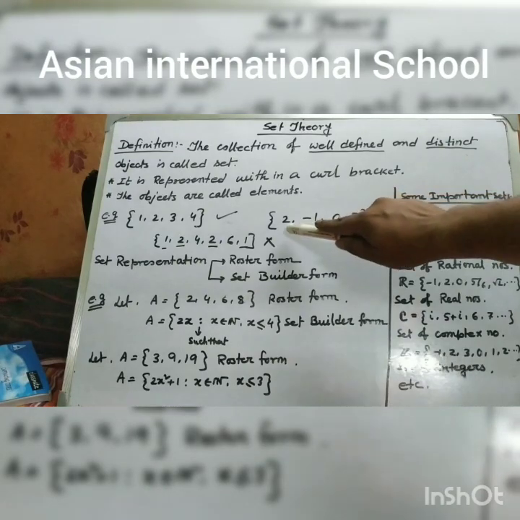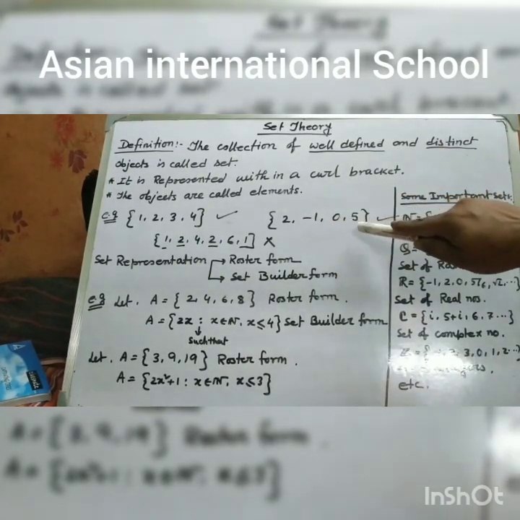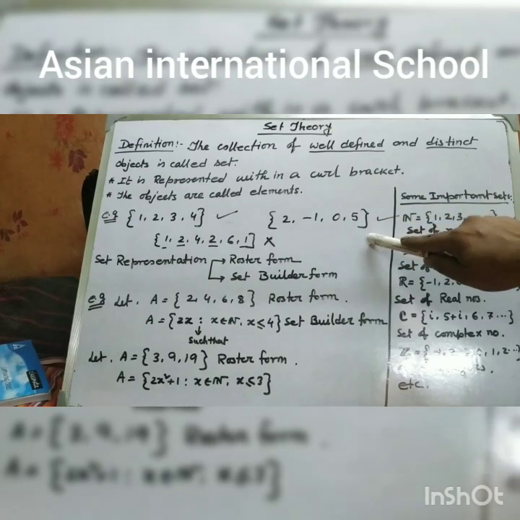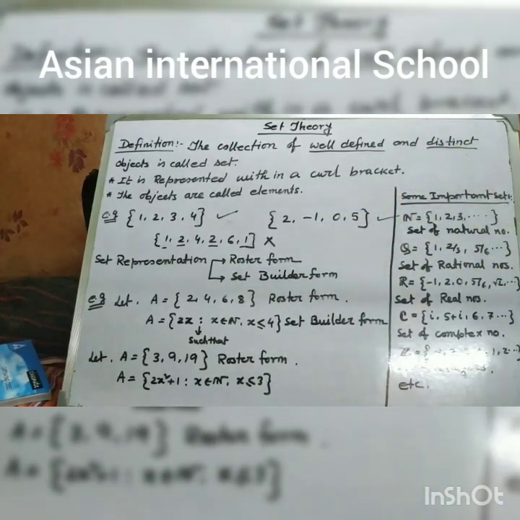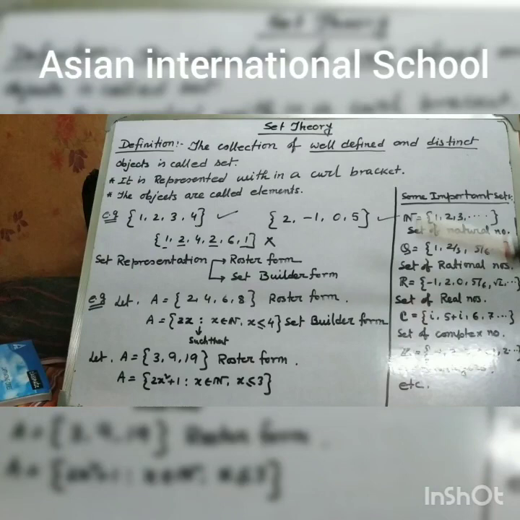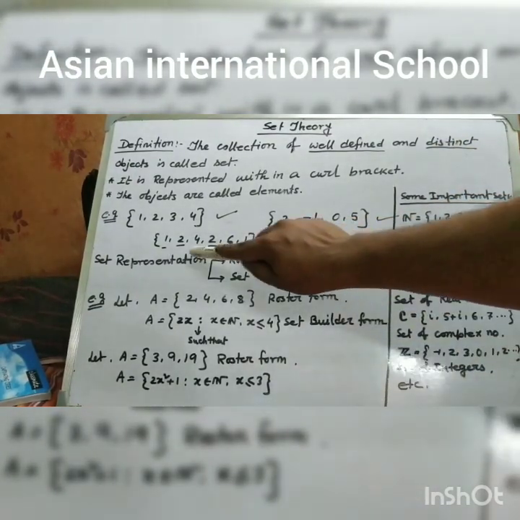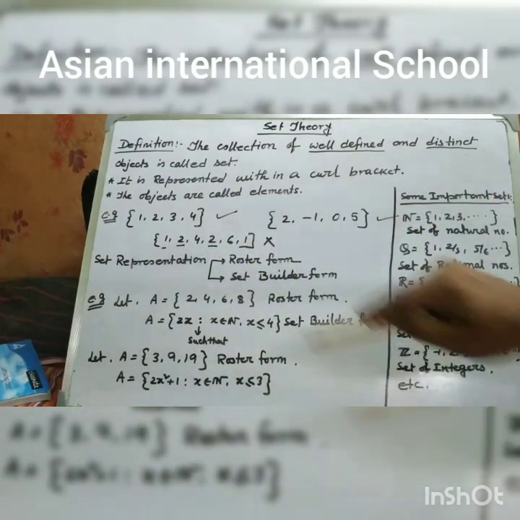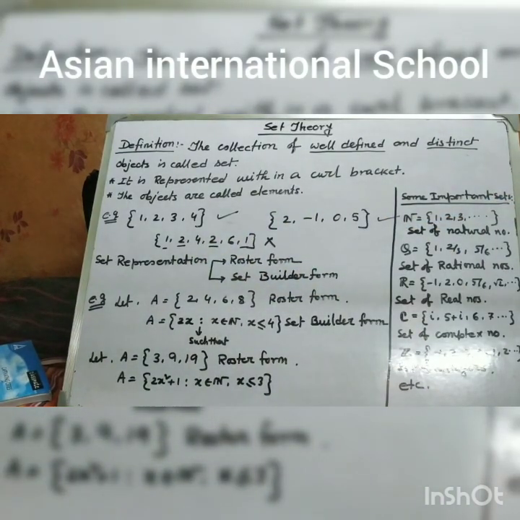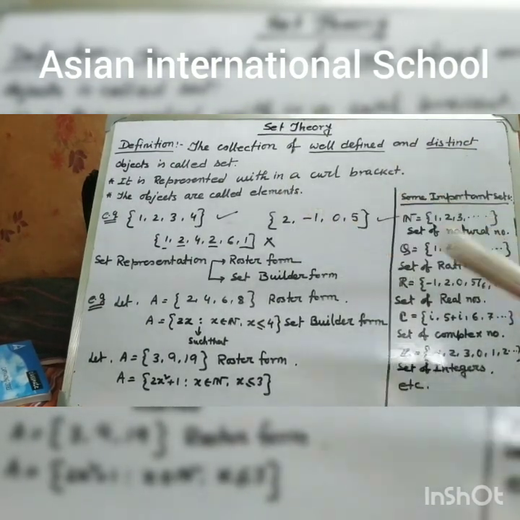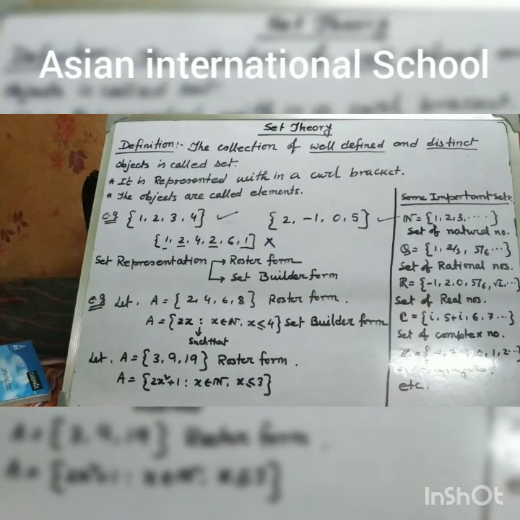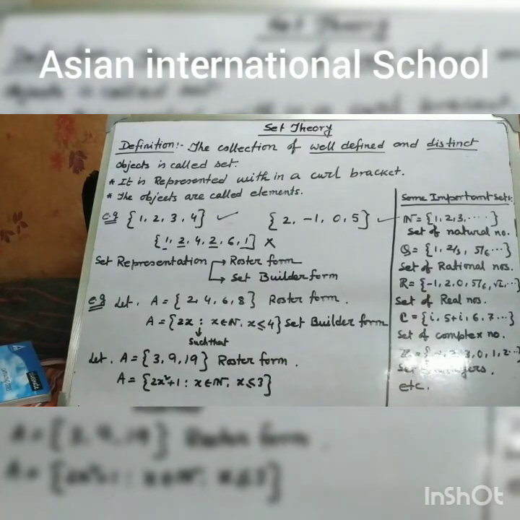Similarly, I have written 2, minus 1, 0, 5. Here all the elements are well defined, that means I know about the numbers, and as well as they are distinct. So it's a set. And the third one, it is written 1, 2, 4, 2, 6, 1. Here 1 is repeated twice and 2 is repeated twice. As the numbers are not distinct, it's not a set. So set means you have to write all the numbers within a curly bracket. You have to see that the numbers are distinct as well as well defined.